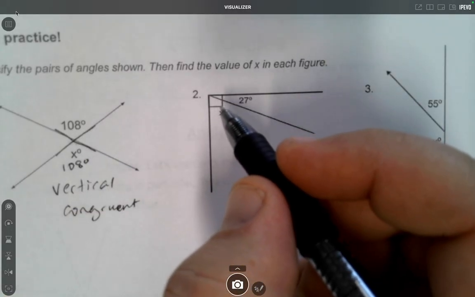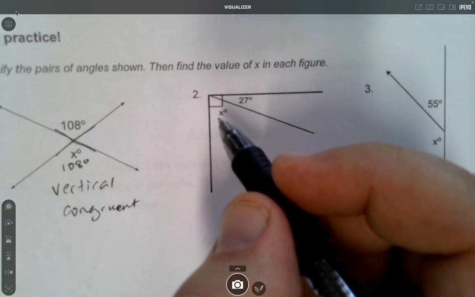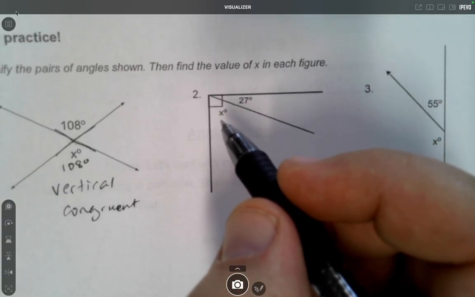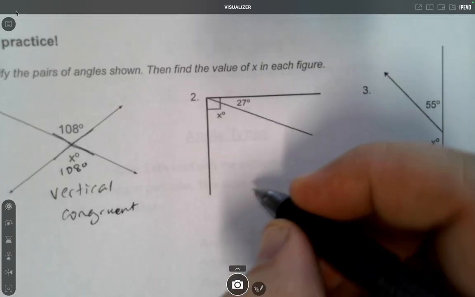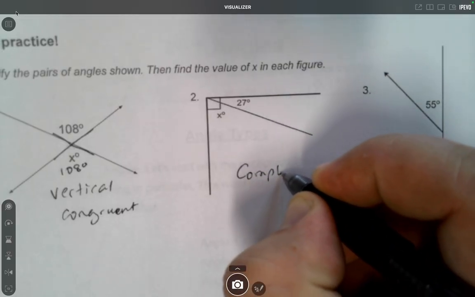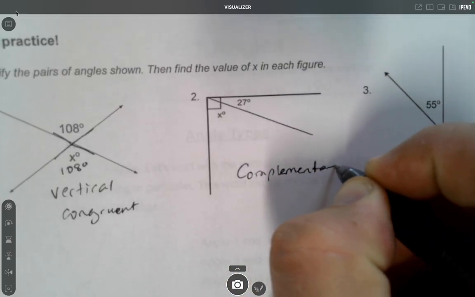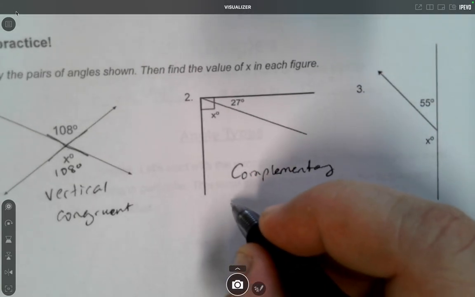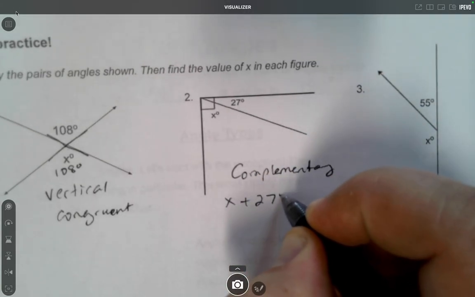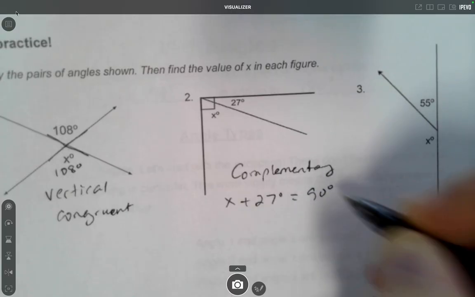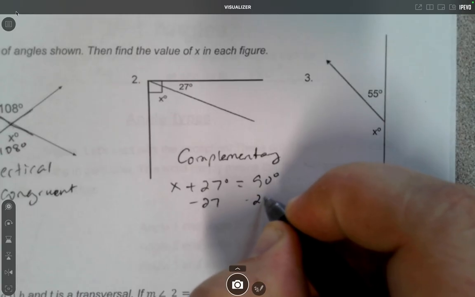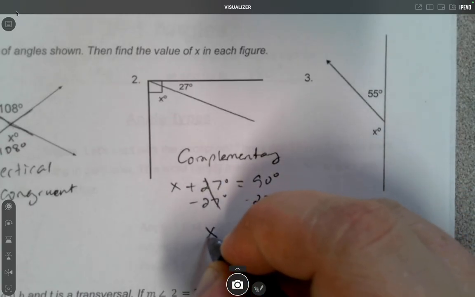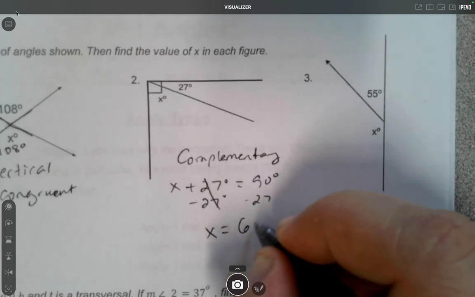Okay, number 2, we see a right angle. That should be a huge hint. A right angle is 90 degrees, and when 2 angles add up to 90 degrees, they are called complementary. So what I know is if I add those 2 together, they will add up to 90 degrees. So to find the one I don't know, I can subtract 27, and I get 63 degrees.